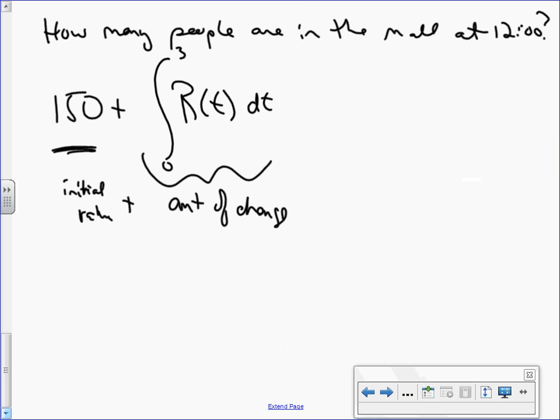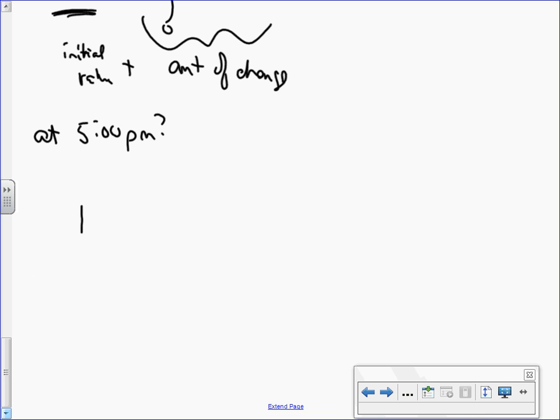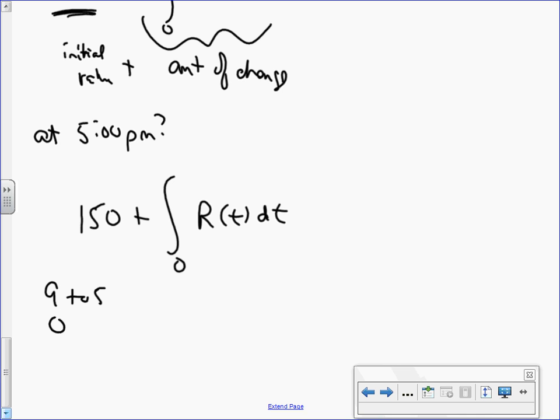If I wanted to know how many people are in the mall at 5 o'clock, it's exactly the same process. 150 plus the antiderivative of the rate of change, how fast it's changing, from 0, and then we're going to go to 5 o'clock. But remember, you're starting at 9. So from 9 to 5, if 9 is 0, then 5 o'clock is going to be 8. And that'll tell us how many people are in the mall at 5 o'clock.